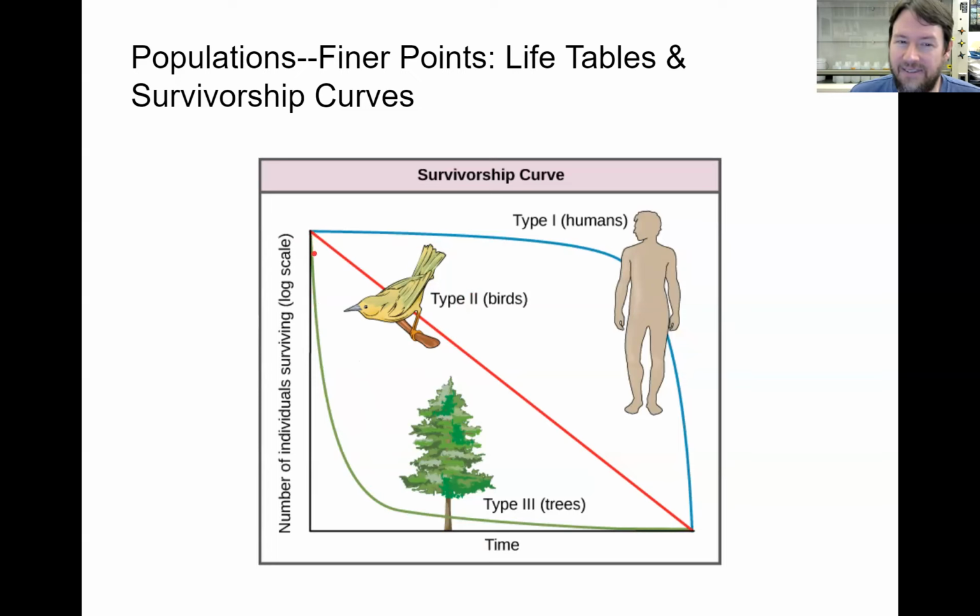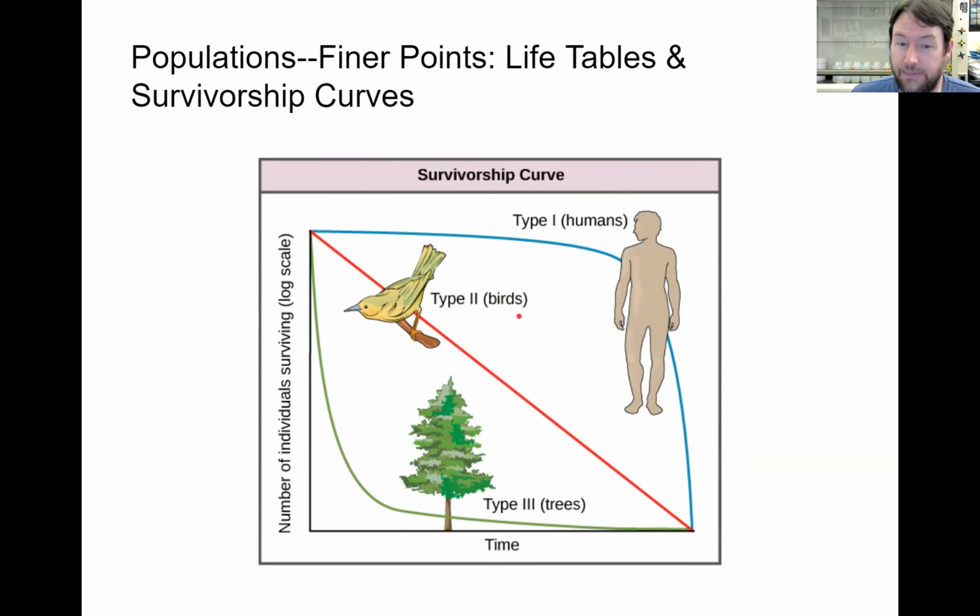There might be kind of high infant mortality, but basically, if you live to the age of 5 or maybe 10, chances are you're going to live several decades past that. And so mortality tends to be pretty low for most of the lifespan. And then it's only once you hit those post-reproductive years that mortality really starts to pick up and survivorship decreases. So that's a type 1 survivorship curve.